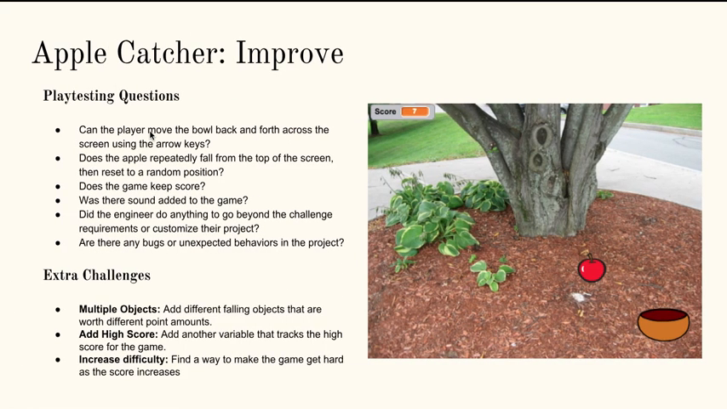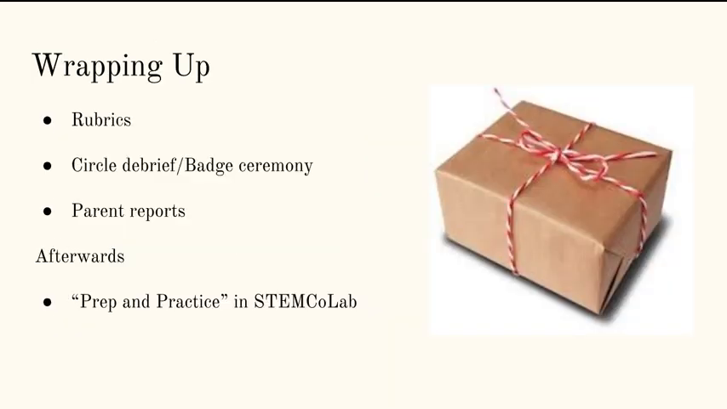After your students take a chance to improve and iterate upon their projects, you can wrap up the class, have them make sure their rubrics are filled out, and then you can circle debrief and hand out badges, and make sure you leave them with the parent reports. And finally, you can prep and practice in the STEM collab. Let us know how this went for you and what your students were able to do with this challenge.